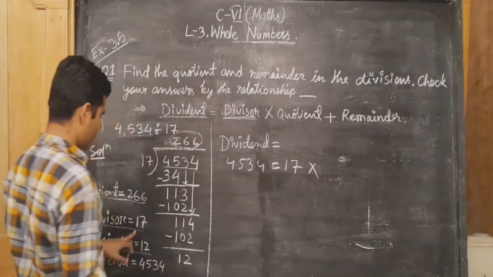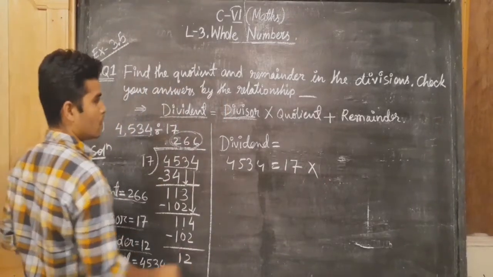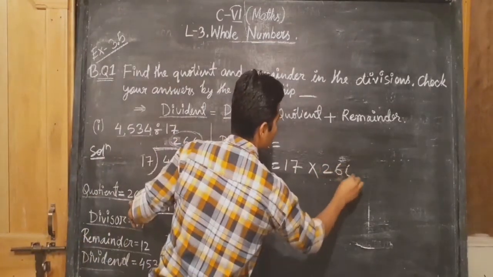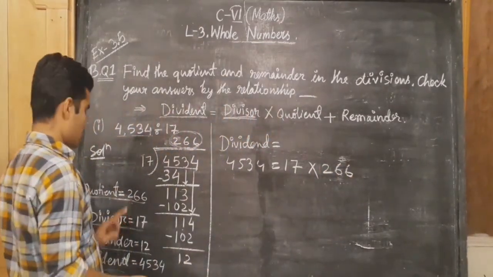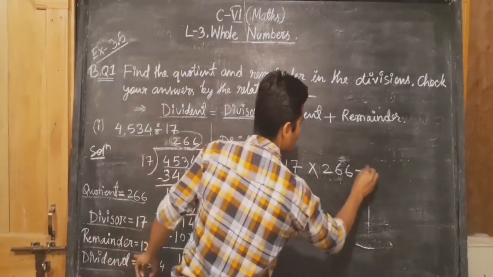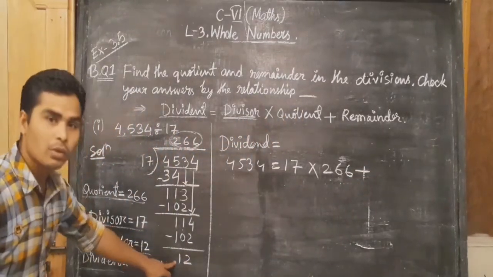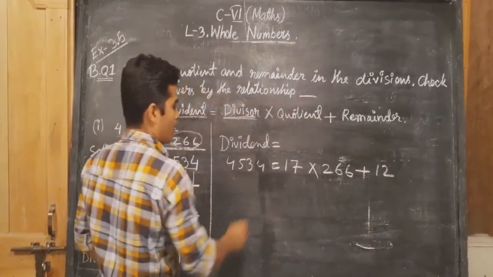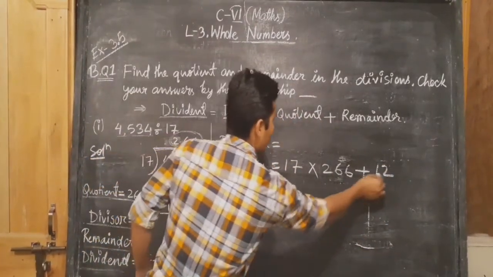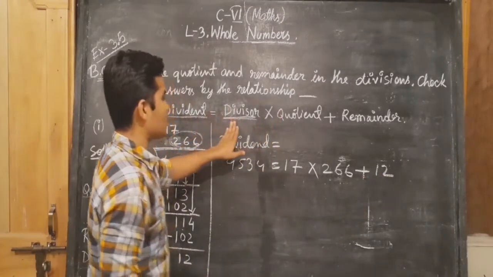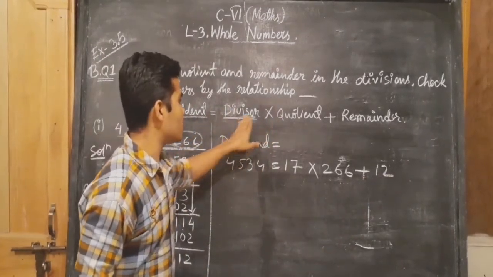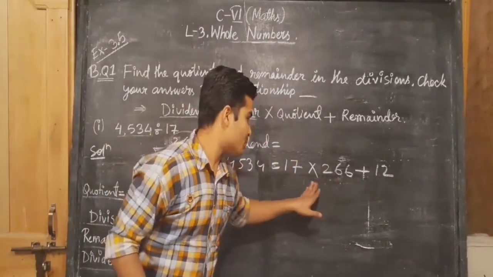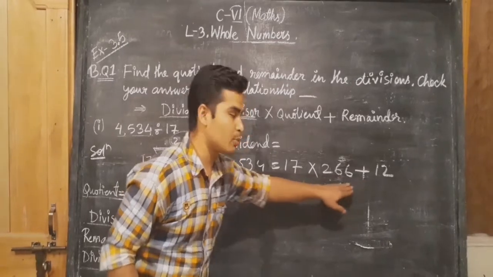into quotient. What is quotient? 266 plus, what is plus remainder? What remainder we got? 12. So 12 we will write here. So using these three terms, divisor, quotient and remainder, we got a numerical expression. You can see this is a numerical expression.